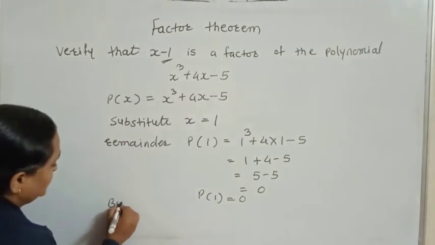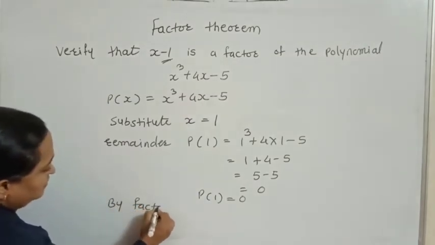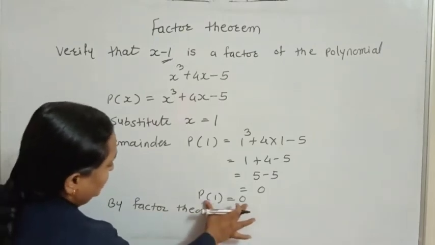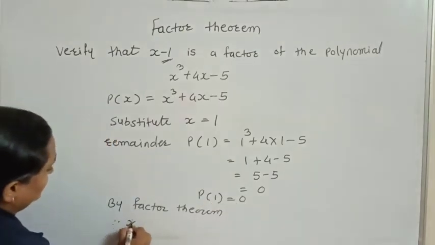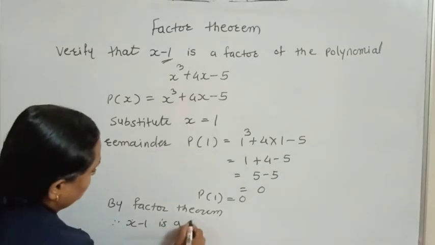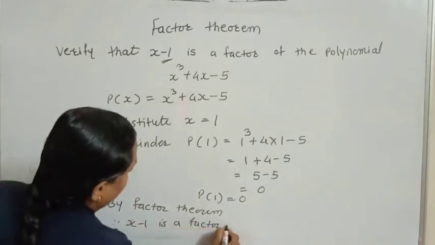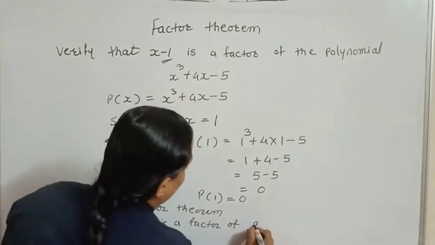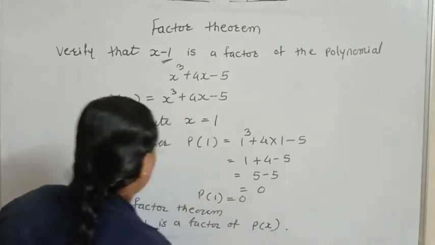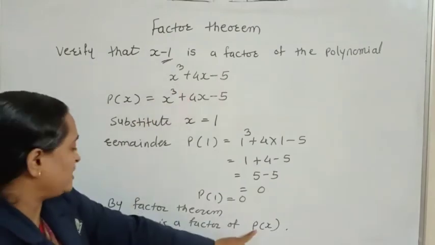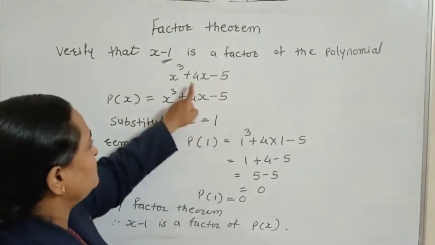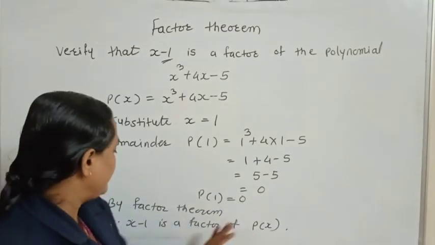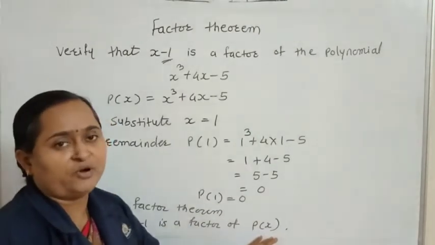This is by using the factor theorem. By the factor theorem, now here the remainder is 0. Therefore, x minus 1 is a factor of the given polynomial p of x. Or you can write, x minus 1 is a factor of the given polynomial x cube plus 4x minus 5. In short, we can write that x minus 1 is a factor of p of x.